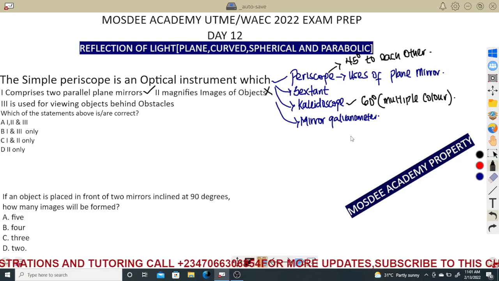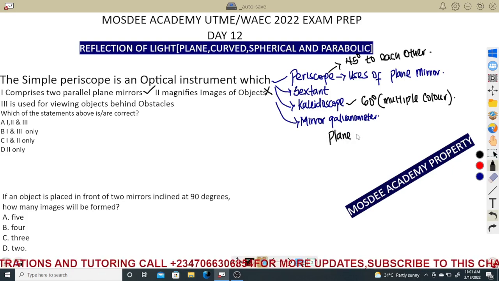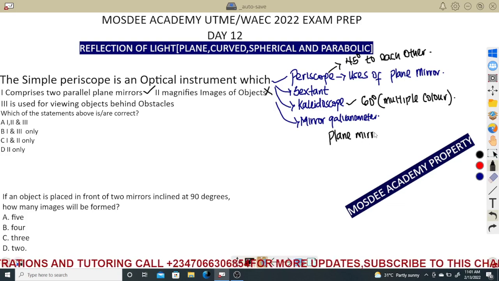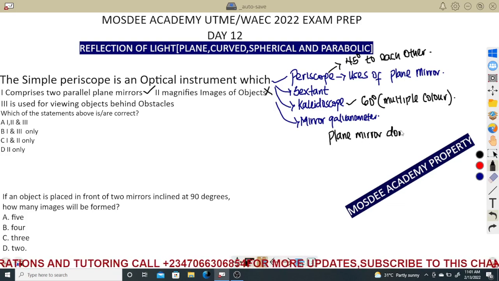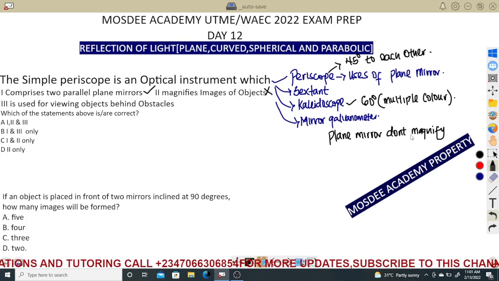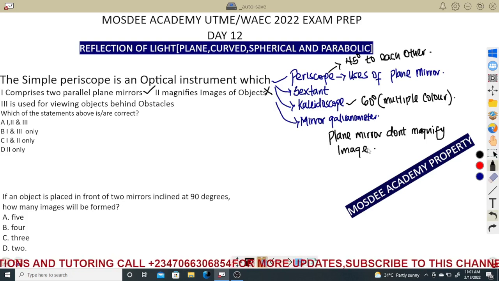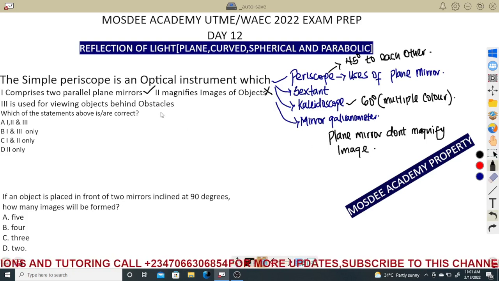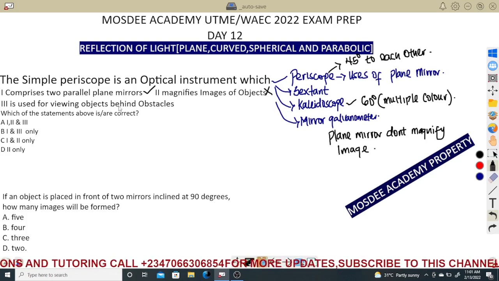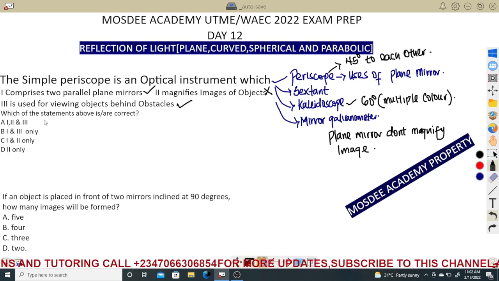Plane mirrors don't magnify images. Please note that lenses do that, and other optical instruments. So keep that at the back of your mind. Its use of objects behind an obstacle is also correct. So we have Roman figure 1 and Roman figure 3.